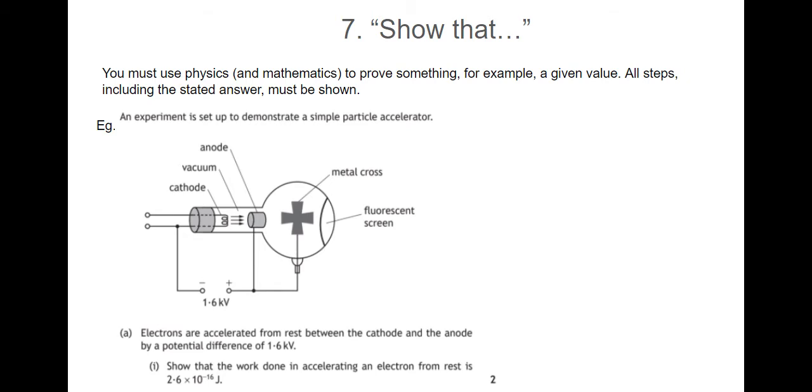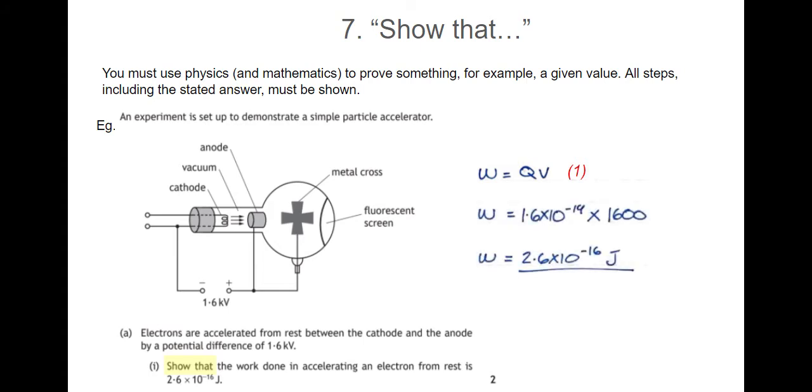But really, it's just the same as a calculate question. To get the marks for a show that question, though, you do need to show every step of working that you do. So my formula and my working, and then my answer. The second mark comes from the working, but I only get that second mark provided I show the correct answer as well.